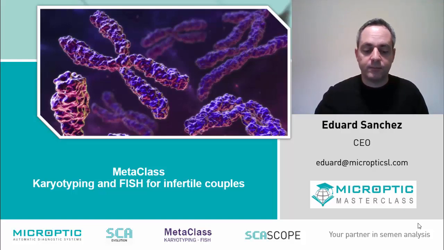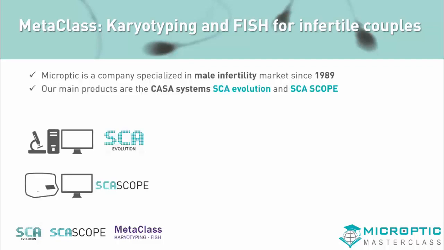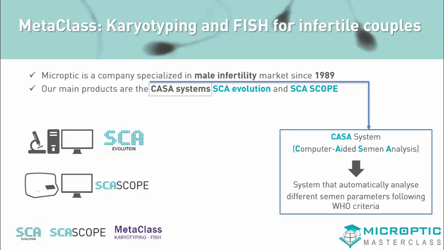So let's start. MICROPTICS is a company specialized in the male infertility market since 1989. Our main products are the CASA systems. We have two versions of the CASA system: the CA Evolution, which is a standard microscope with a computer, and the new SCA scope, which is an all-in-one CASA system. For people who don't know, CASA is computer-aided semen analysis. It is a system that automatically analyzes the different semen parameters following the WHO criteria.